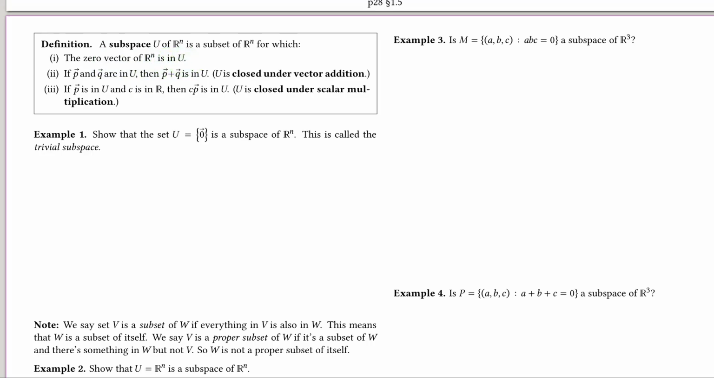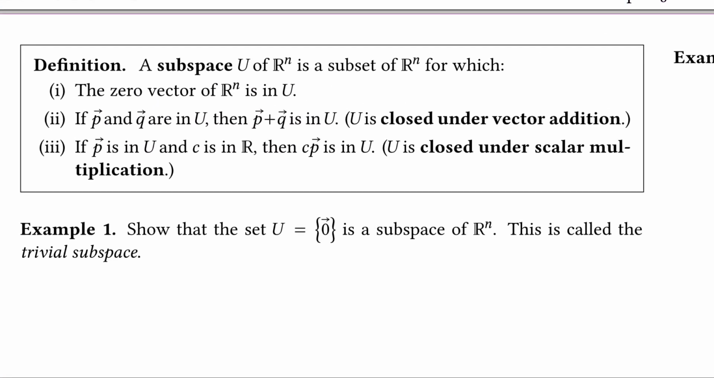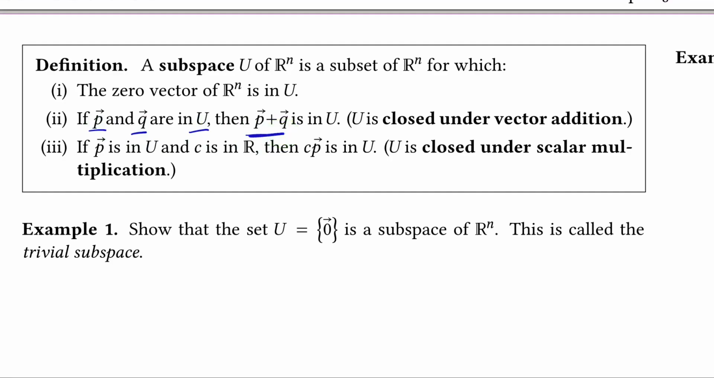The subspace U also has to meet property 2, which says if P and Q are two vectors in U, then their sum is also in U. So we say U is closed under addition. The word closed here means you cannot get out of U by adding two vectors in it. Sort of like how a room can be closed under walking. If you can get out of a room, it means the room is open, but if all the doors are closed, the room is closed.